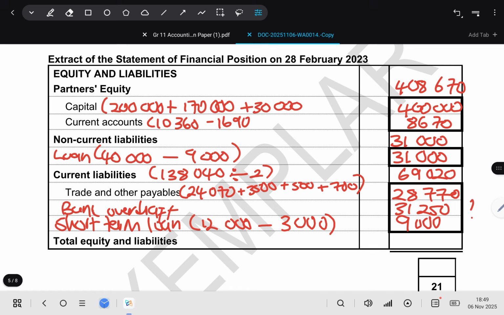Okay, now 408,670 plus 31,000, and then also plus 6,920, it gives us 508,690. So by doing this, you have completed the balance sheet.